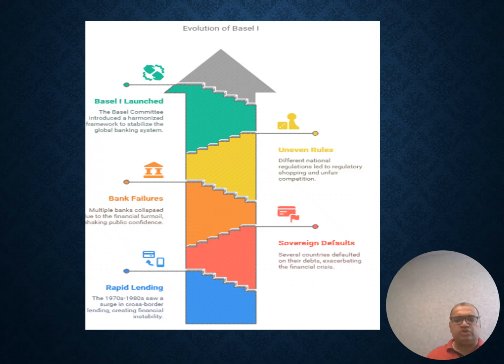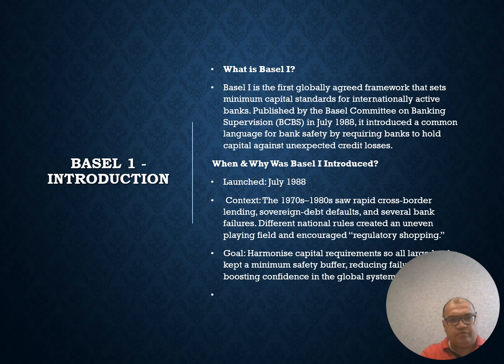As I said, the evolution was driven by bank failures, where we discussed the two major banks, Herstatt and Franklin National Bank. Then rapid lending, an era of massive lending that took place among corporates and across countries. The rules were not uniform. Some countries had very lax rules, some countries had stricter rules. The traders would arbitrage. And then sovereign defaults, Argentina and Mexico defaulting, which all necessitated this.